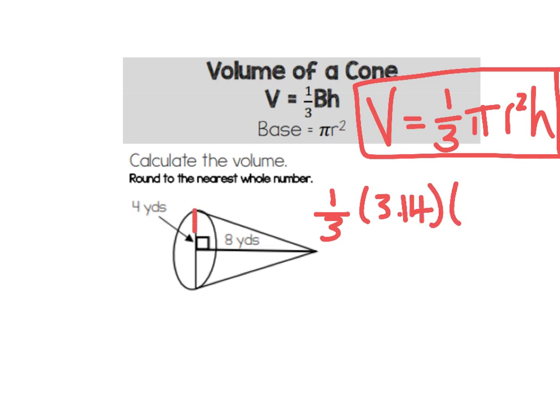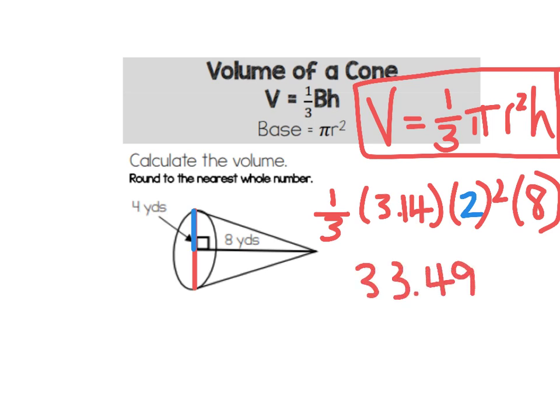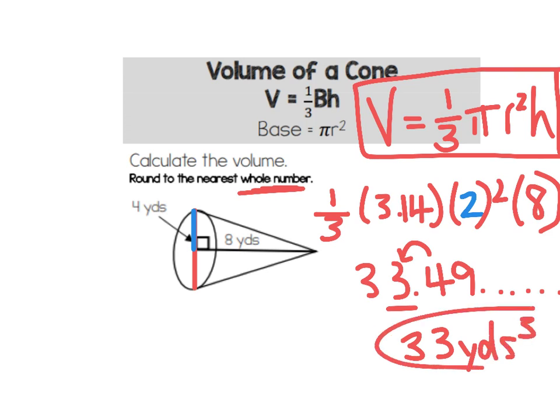In this case they gave us the diameter. This whole thing is the diameter, and I want just the radius. So the diameter is 4, the radius must be 2. Squared times h, which is 8. Put all that in the calculator: 1 divided by 3 times 3.14 times 2 squared times 8 equals 33.49 and so on. It says to round to the whole number, so I'm going to round the 3 using the 4. So this would be 33 yards cubed.